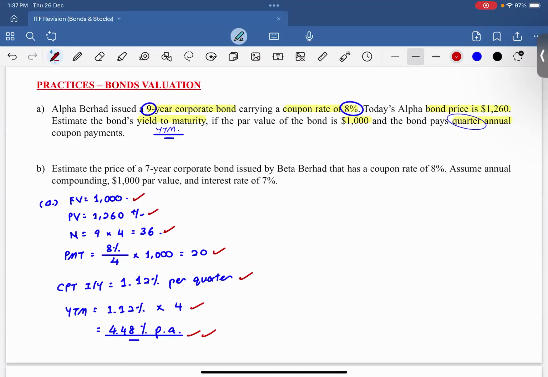Now we are going to move on to the next question. Estimate the price of a 7-year coupon bond issued by Beta Berhad, which has a coupon rate of 8%. Assume annual compounding, 1000 par value, and interest rate is 7%. This is annual, so the annual one is easy. We don't have to do any conversion. We can easily calculate it. So let's work on this together.